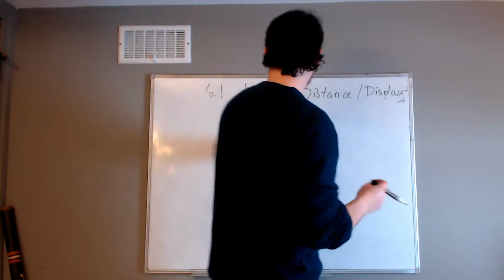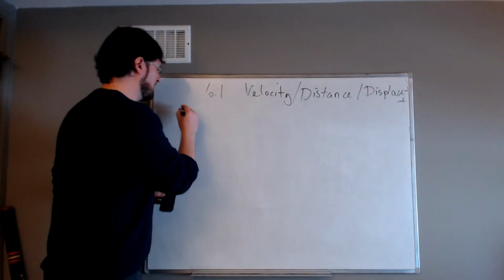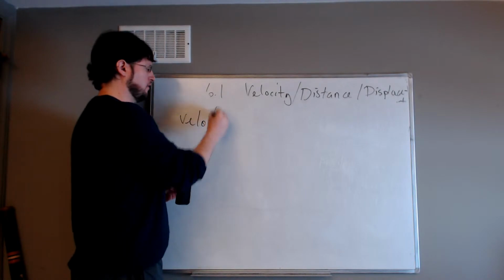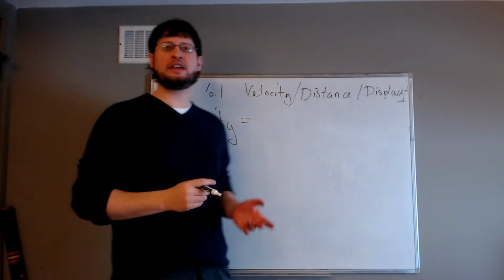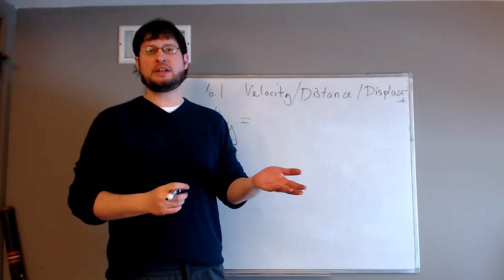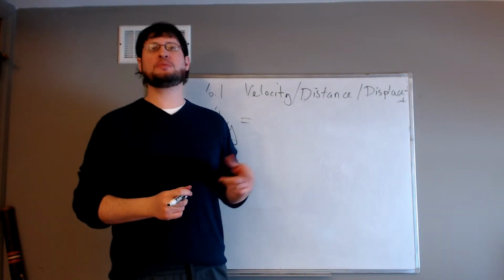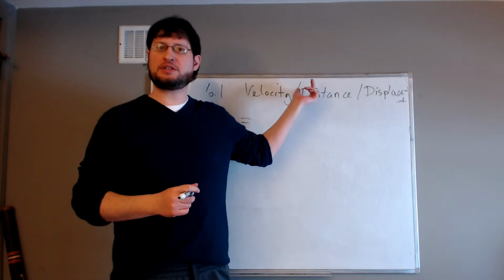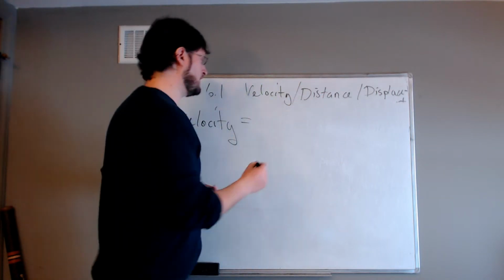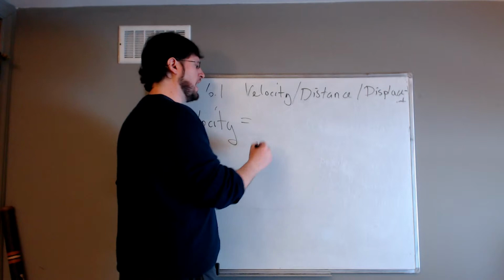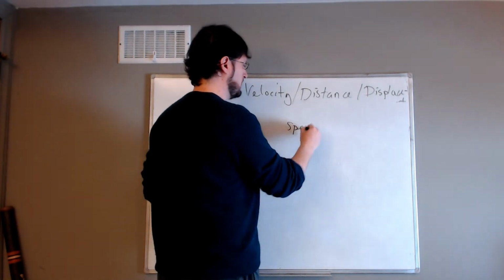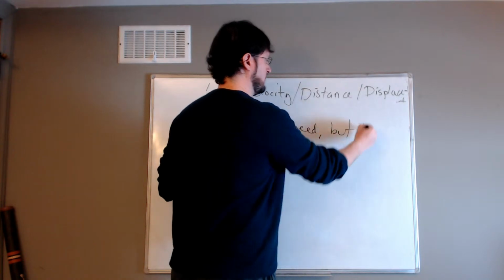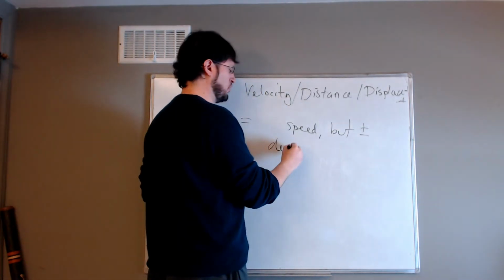All right, so remember that velocity is not exactly the same as speed. But velocity is speed, but it might have a sign with it. So it could be positive or negative, just like displacement. Right? So velocity is the speed, but plus or minus depending on the direction of motion.